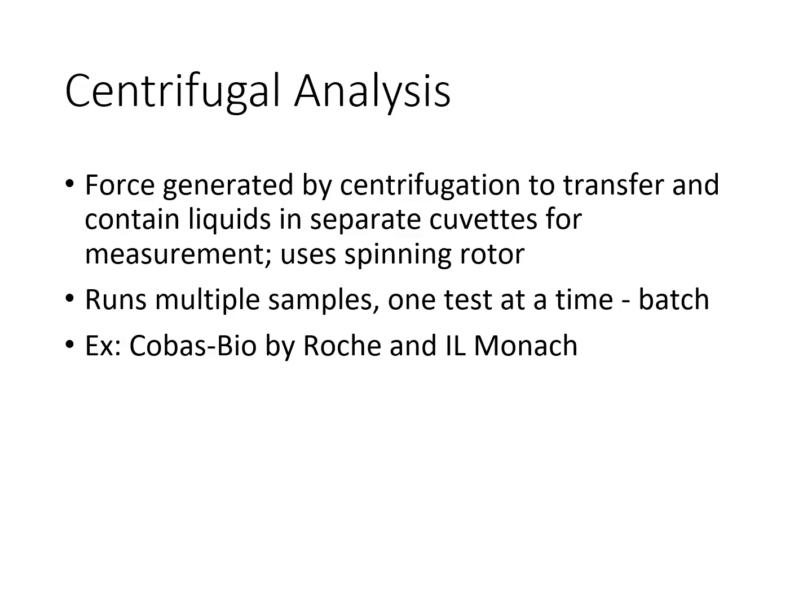So the analyzer processes multiple samples. The downside is it only runs one test at a time for each sample within that batch. So just a potassium on 10 patients is all you could do. This is distinct from continuous flow or fully random access systems. Some examples that you may run into are the Cobas by Roche or the IL Monarch analyzer as well.